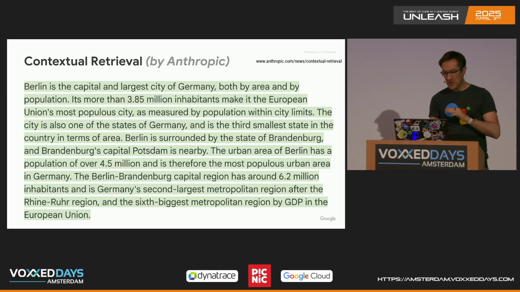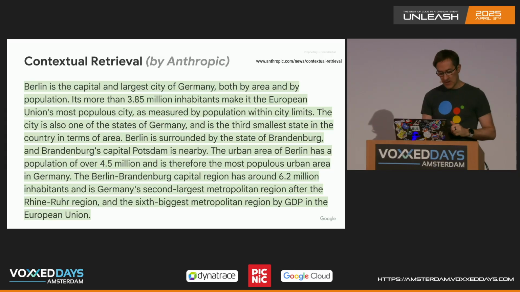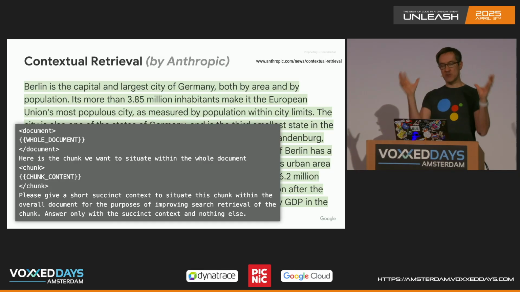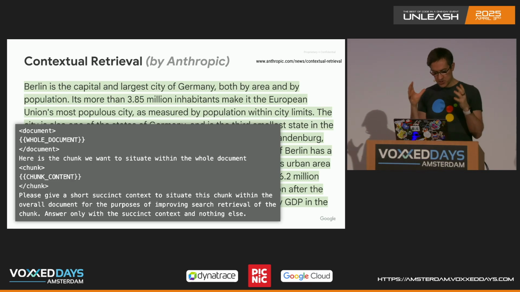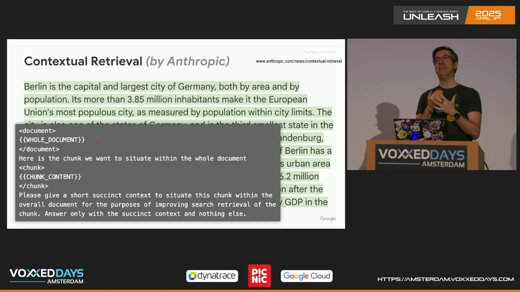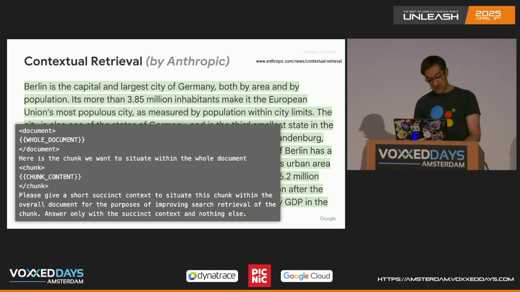But yeah, let me explain what it's doing. So again, we do big chunks like paragraphs, and we're going to ask an LLM to situate a particular chunk in the context of the whole document. So for each chunk, we're going to ask, here's the chunk we want to situate within the whole document, but in each LLM call, you're going to pass the whole document each time for each paragraph. So in terms of token consumption, it's even worse than the hypothetical questions. And then, please give a short, succinct context to situate this chunk, etc.